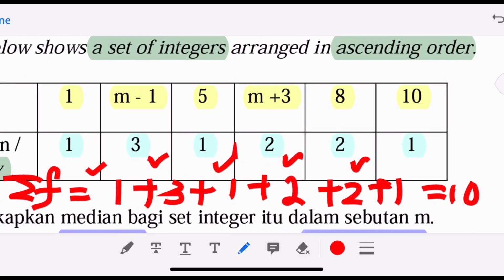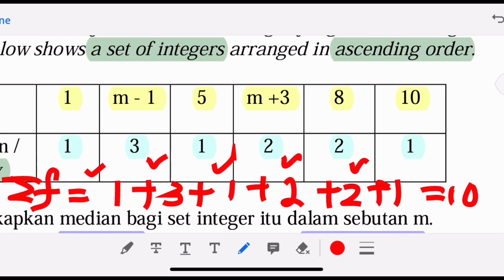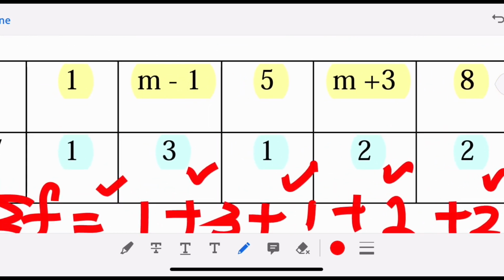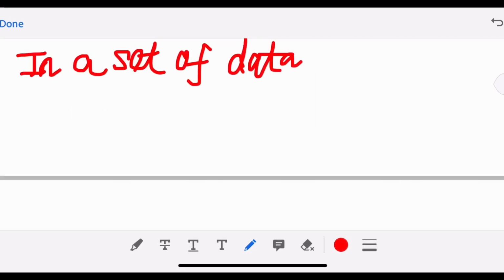The first term is actually 1. Alright, the second is m minus 1. Clear? Now let me explain to you again.